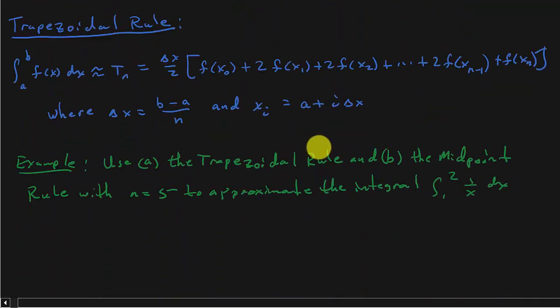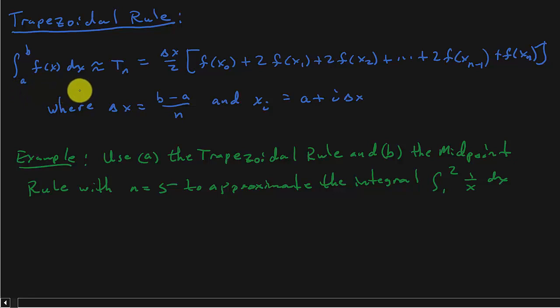And then we have the trapezoidal rule. It says the integral of f of x dx from a to b is approximately delta x over 2 times f of x naught plus 2 f of x1 plus 2 times f of x2 plus 2 times f of x sub n minus 1 plus f of x sub n. Notice this first term and this last term: they're not getting multiplied by 2, but everything in here is. And of course, delta x is the same as above, b minus a over n, and x sub i is equal to a plus i times delta x.